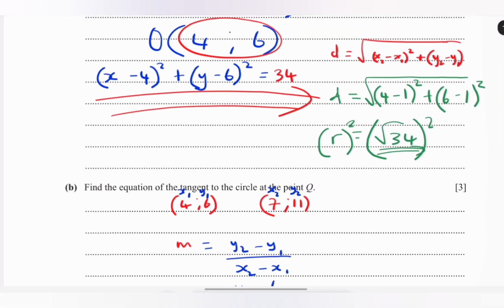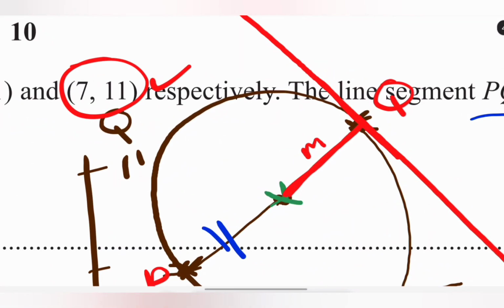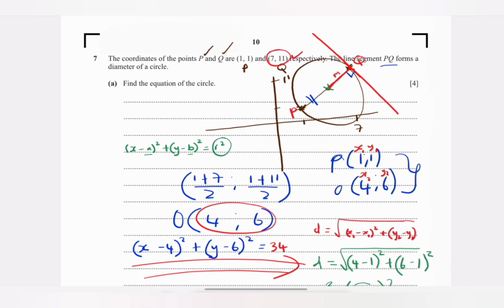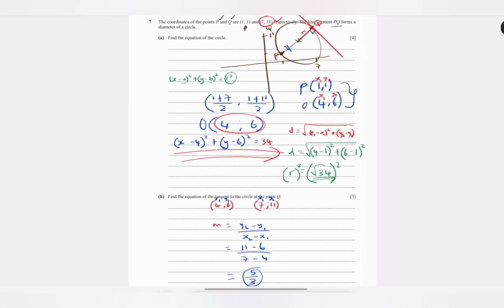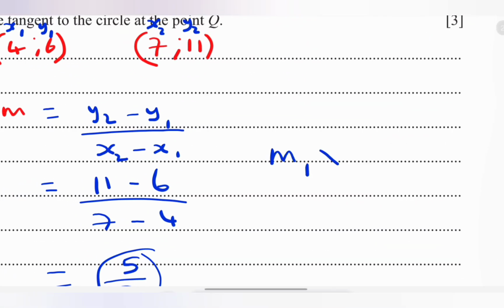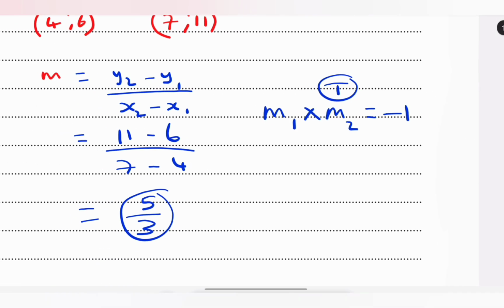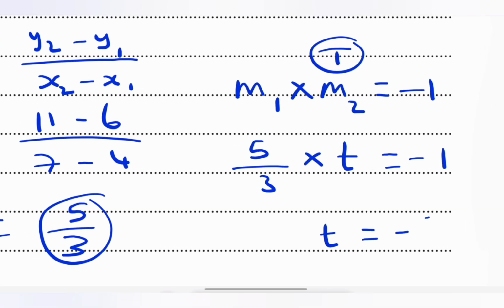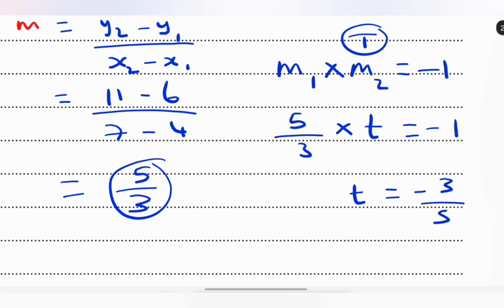Now we know that the radius meets the tangent at a right angle like that. And if we have lines that are perpendicular to each other, meaning lines that make a 90-degree angle when they meet, the gradient of one of the lines times that of another is supposed to give you minus 1. And in this case, the other line is our tangent. So if we have the gradient of 5 over 3 times the gradient of a tangent, which we can call t, being supposed to give us minus 1, we can get t to be minus 3 over 5. And t is standing in for the gradient of the tangent.